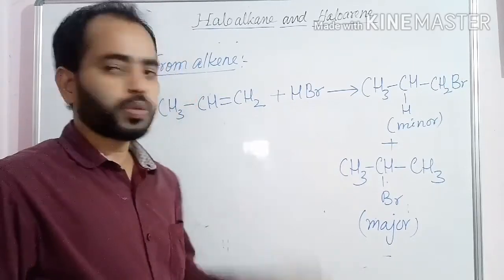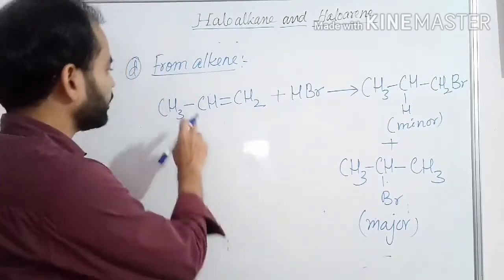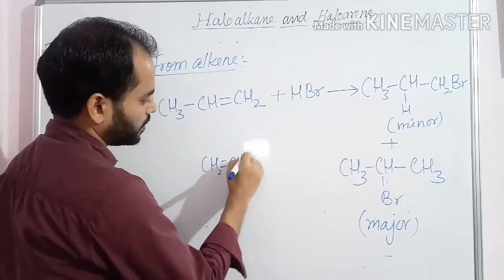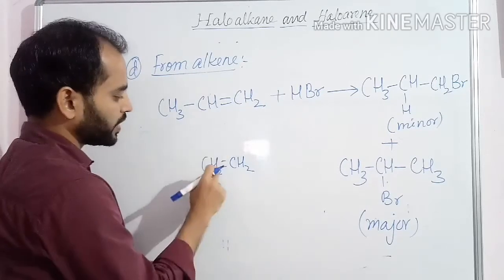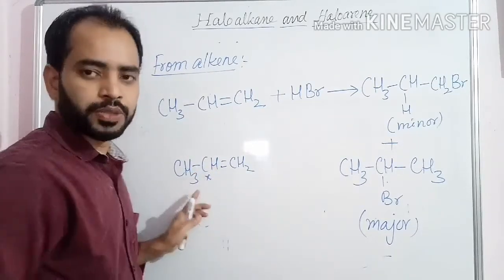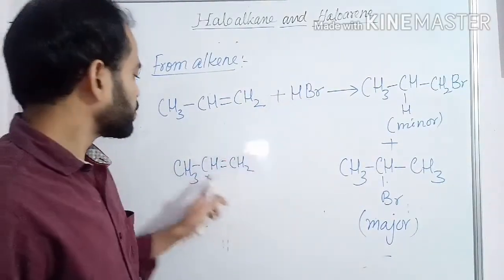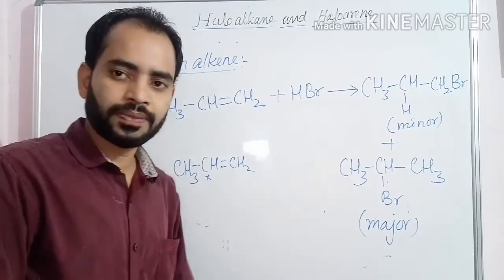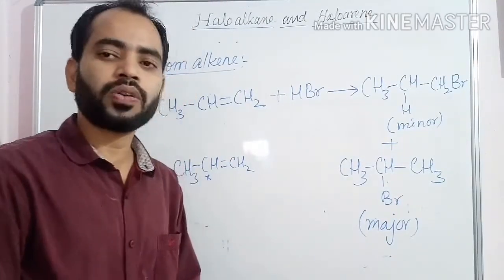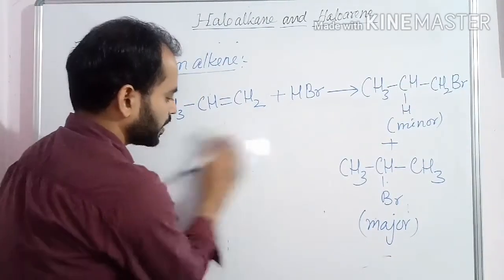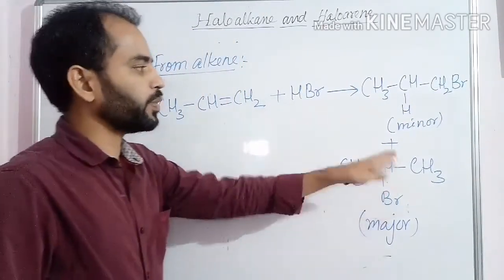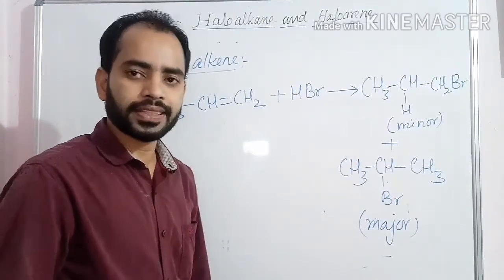That means that carbon which is more substituted. Suppose this is CH2 double bond CH2, and one hydrogen is substituted by CH3. So this carbon is more substituted, and if the negative part goes to that carbon, the more substituted product is formed, and this is in major quantity. So this is Markovnikov's rule. More details you will get in the next chapter. So this way we can also prepare alkyl halide.